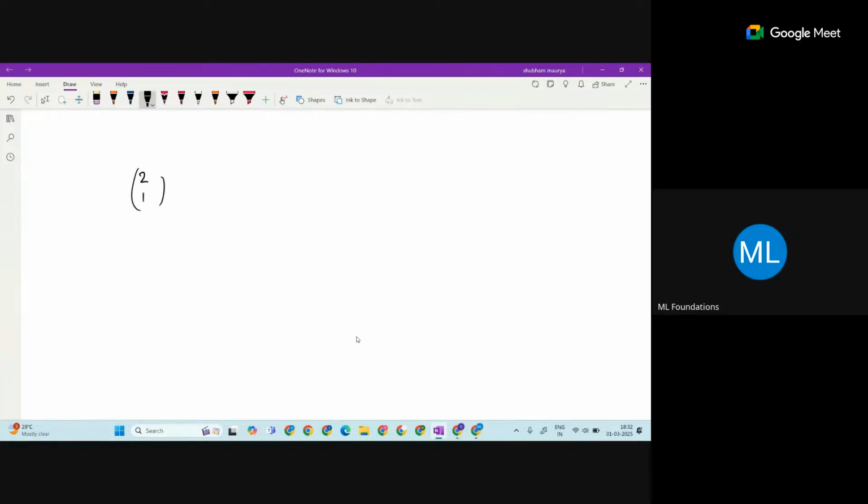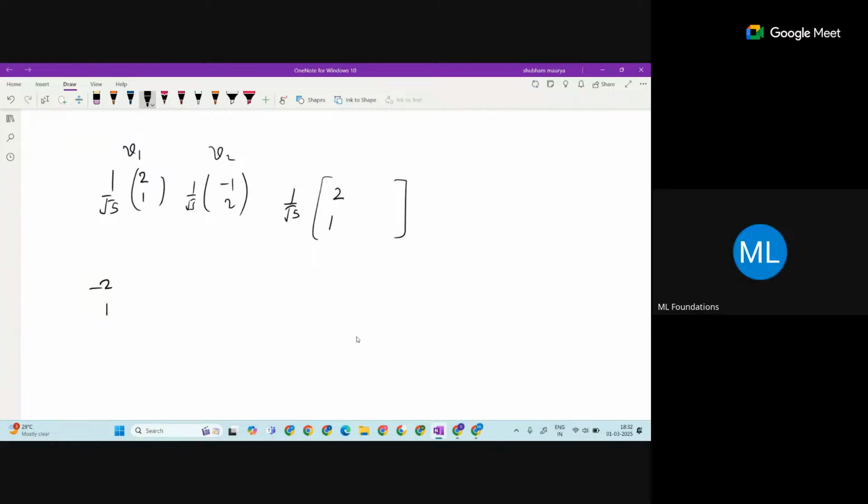We got 2 and 1 and -1 and 2, right? So if you just divide, this is going to be √5 and this is √5. This is our first eigenvector, this is the second eigenvector. So Q2 is going to be 1 upon √5 times 2, 1. Let me write it out. √5 is -2, 1 and 1 and 2.